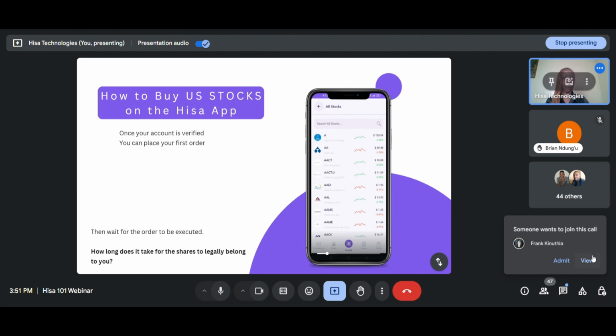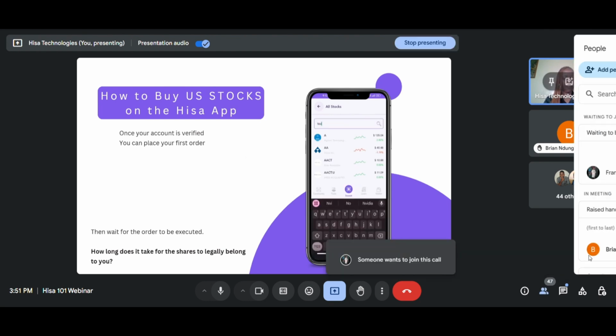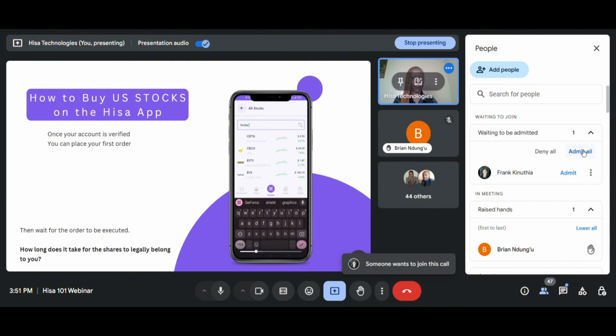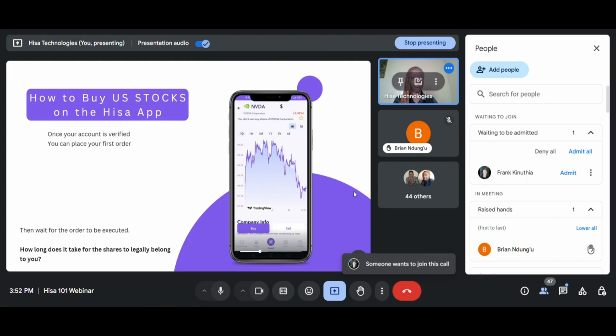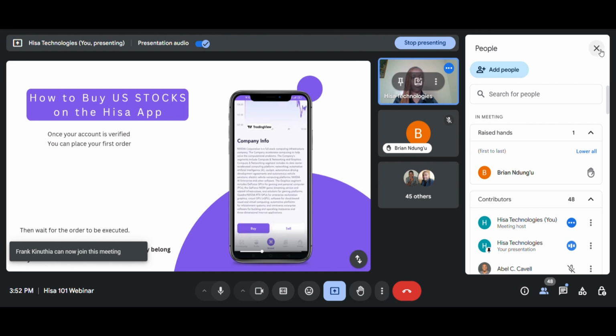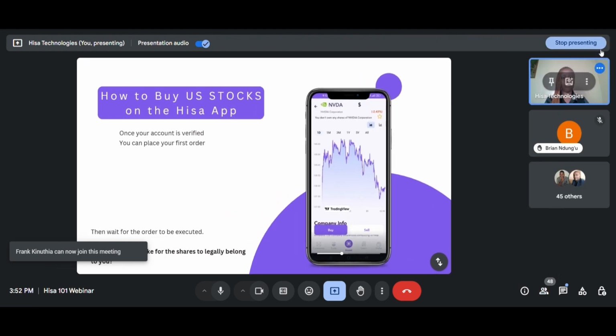Then search for the stock that you want. This time we'll search for Nvidia. Search and tap on it. On the new page, you can see the performance of the company, some company information, and so on.